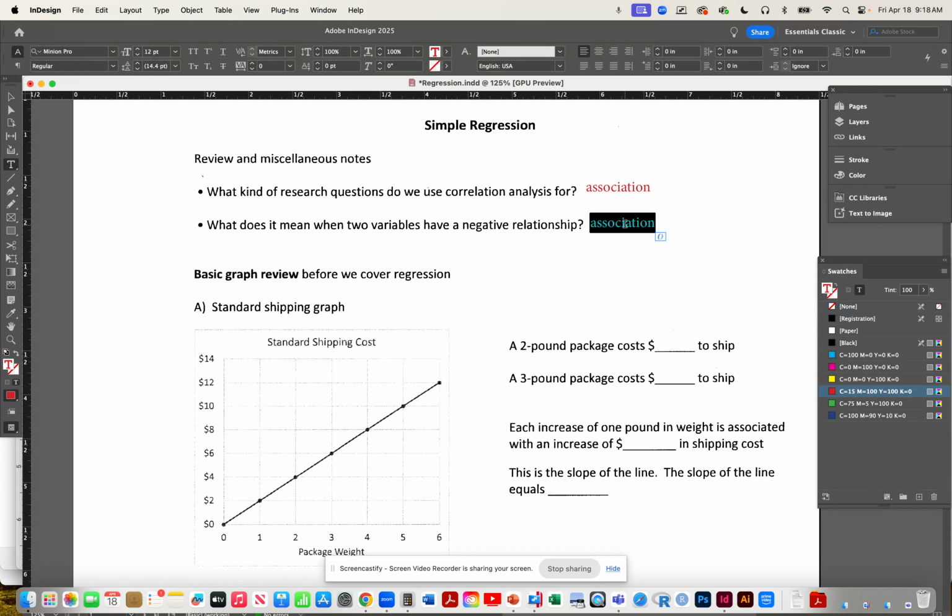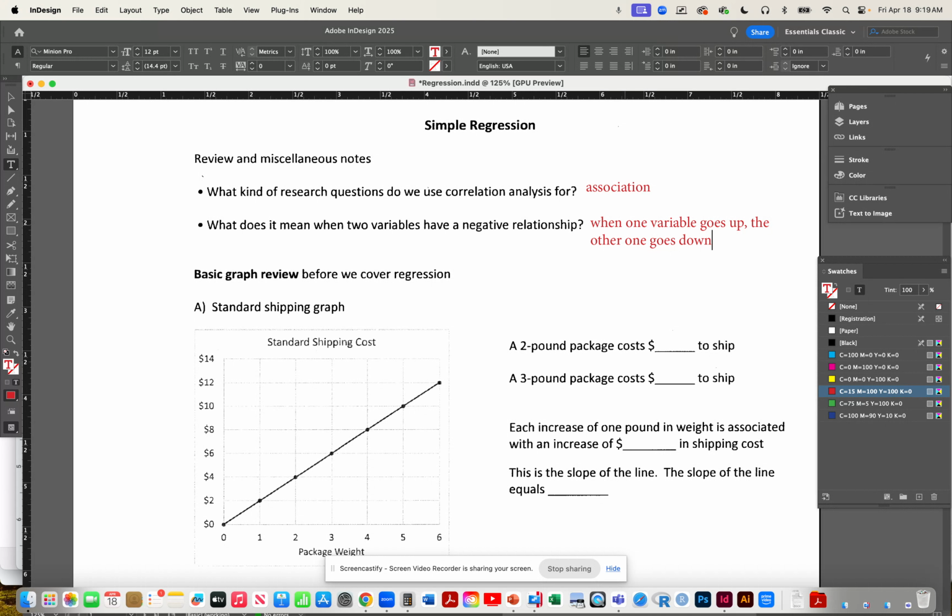Next review question. What does it mean when two variables have a negative relationship? That means that when one variable goes up, the other one goes down. A good example would be temperature and hot cocoa consumption. As the temperature goes up, the consumption of hot cocoa goes down. So whenever you see that kind of relationship, where when one variable goes up, the other one goes down, that's a negative relationship. Okay, so that's the correlation review.